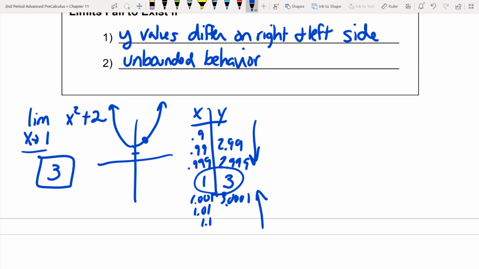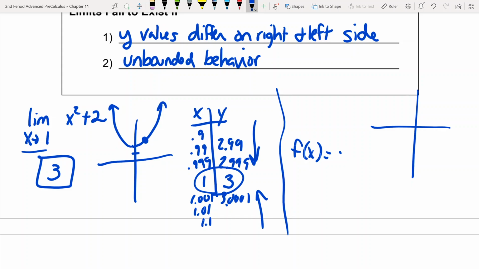The other example I want to show you is what happens if you have a piecewise function. What happens if you were to have f of x equals x squared plus 2 when x does not equal 1, and then it's going to be equal to 1 when x equals 1. So you get some piecewise function.